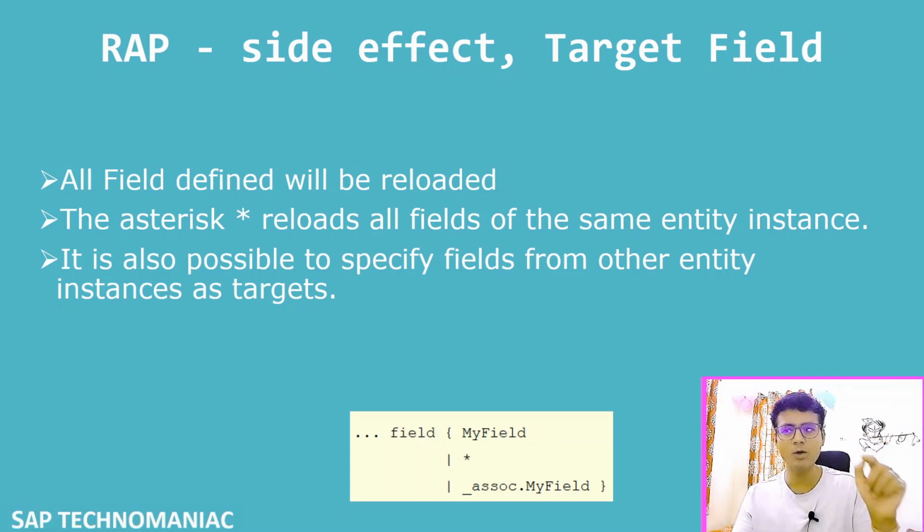That I can also do with a star. And that might be the case where, based on this entity, I want to reload another entity's field. In our case, suppose flight price, which is available in the booking entity, whenever it is getting changed, I want to update the total price of the travel entity, that is the associated entity. So to change the associated entity field, I have to use _association_travel.total price field as the target, and the source field should be the booking entity flight price field. So it can be like that, source and target. Based on the source, the side effect will trigger, and the target is which field will be reloaded.